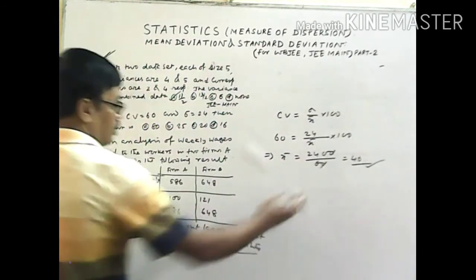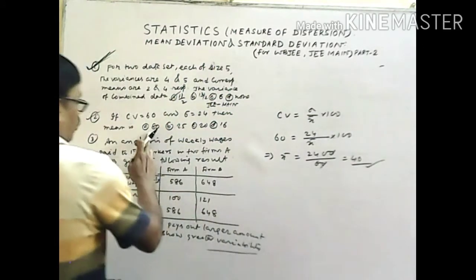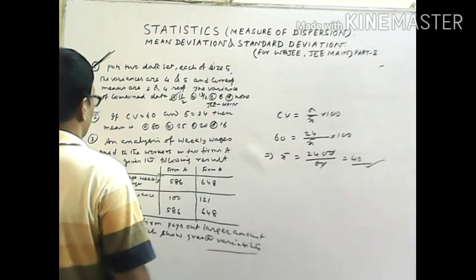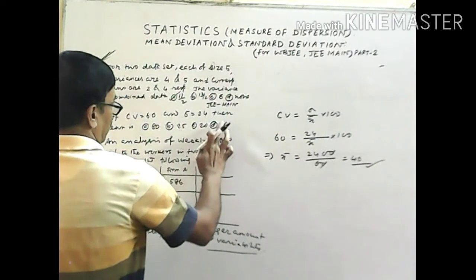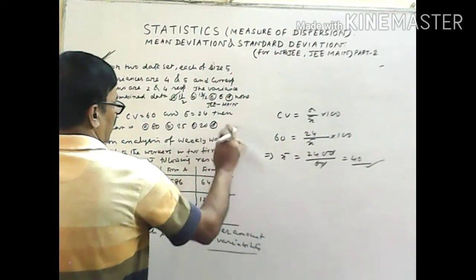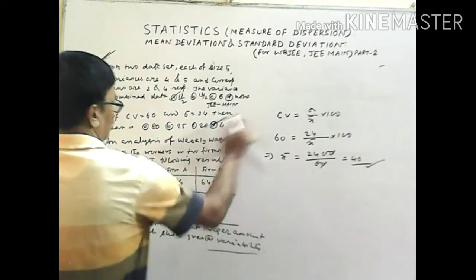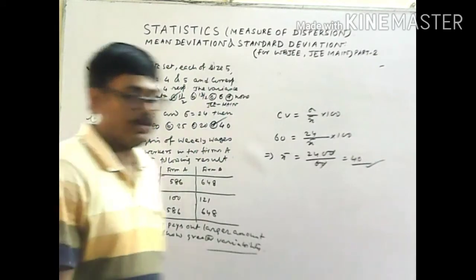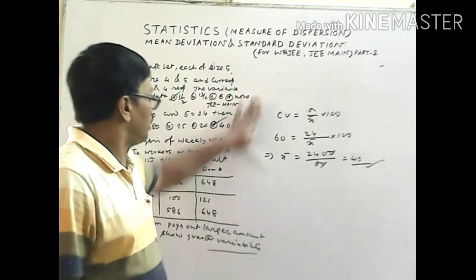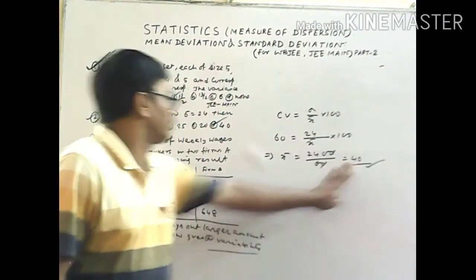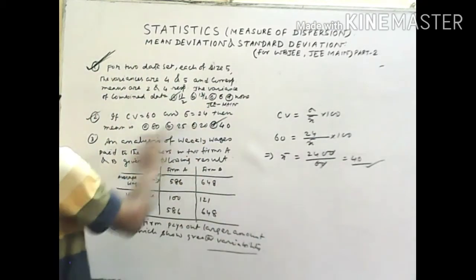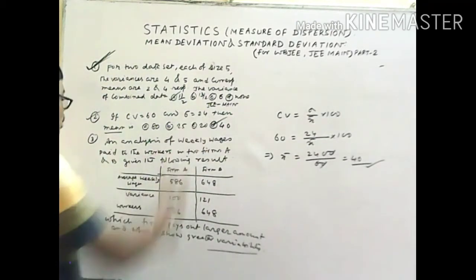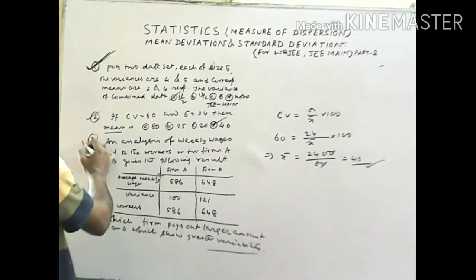So the answer is 40. But look here, 40 is not given. So you take D as 40. So look again, CV equals this. Putting it in, we get X bar. So what is X bar? X bar is the mean. Mean is 40. Now problem number 3.